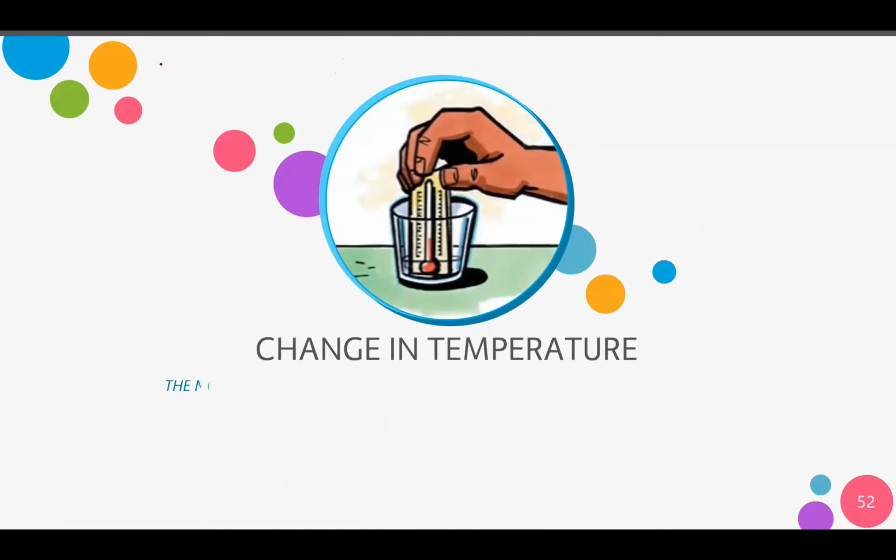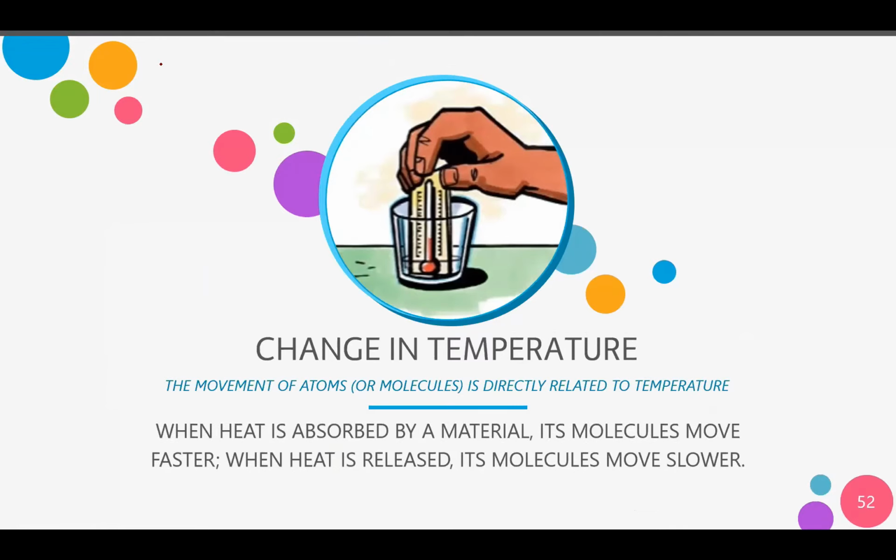change in temperature. When an object is exposed to heat, or when it absorbs heat or releases heat, the absorption or release of heat may affect the movement of its atoms. So when an object absorbs heat, the atoms or molecules of that object will move faster. And the moment it releases heat, its molecules or atoms will move slower.